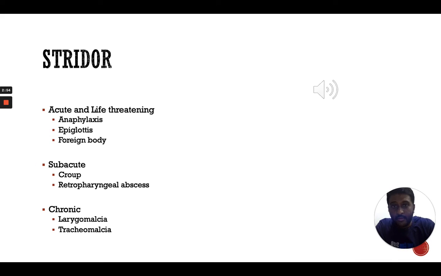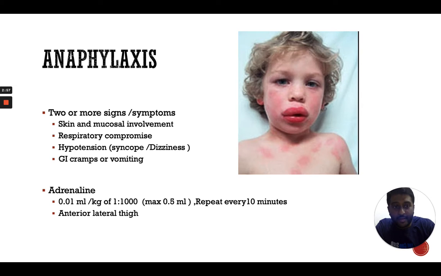Okay, all right. First, we'll look at anaphylaxis. Anaphylaxis, by definition, should have two or more of the signs or symptoms listed here: skin and mucosal involvement, respiratory compromise, hypotension, and GI cramps or vomiting. GI cramps and vomiting are easily dismissed as one of the systems affected. If you look at the picture here, the child does look unwell, but without your examination, only the skin and mucosal system is involved, which is just one system.